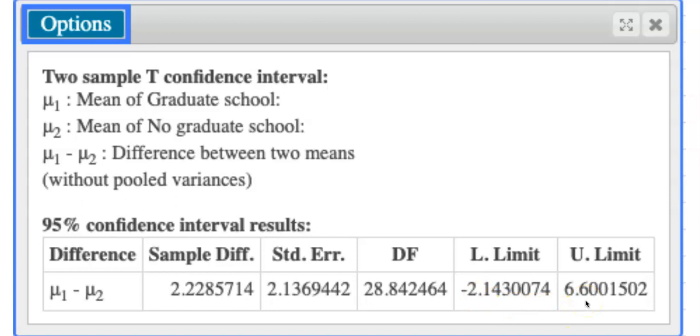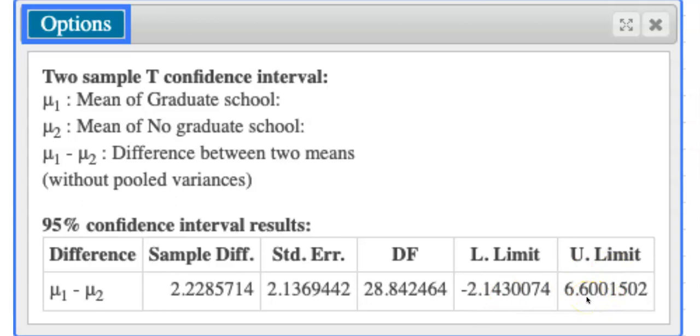So this is how we can interpret this. Take a look. We are 95% confident that we will be able to capture the true population mean difference. And that true difference in these two population means is going to be anything between negative 2 hours to 6 hours.